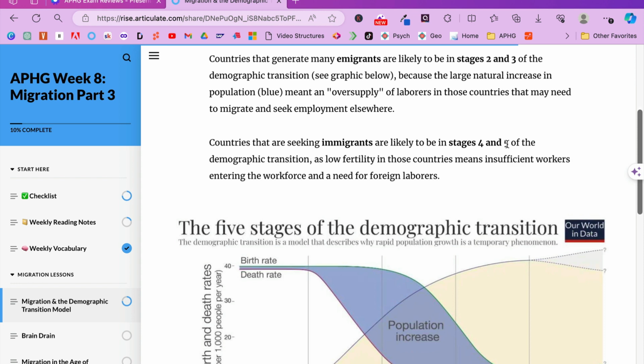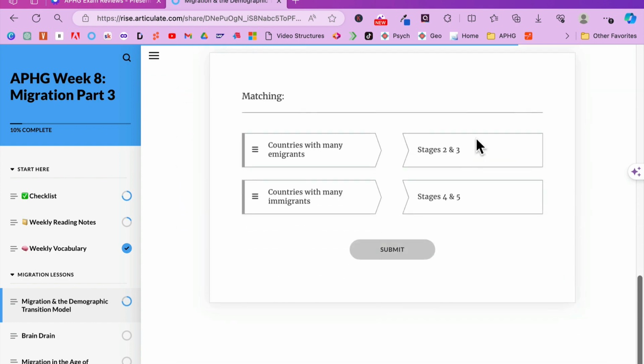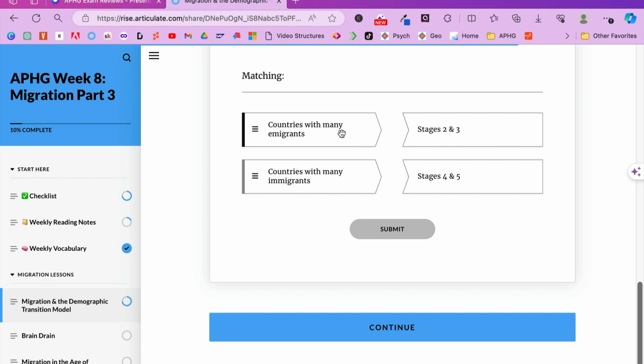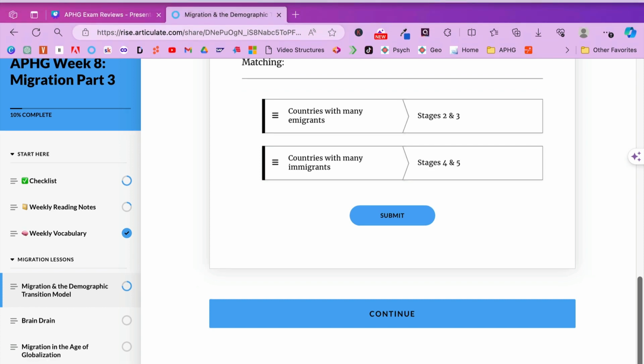And then down here, countries that are seeking immigrants are likely to be in stages 4 and 5 of the demographic transition, as low fertility in those countries means insufficient workers entering the workforce and a need for foreign laborers. So there's a need there, and you also have people wanting to come to more economically developed countries for more opportunity. So you're going to see countries with many emigrants, or people leaving, are going to be stages 2 and 3. Countries that have many immigrants, or people coming in, are going to be stages 4 and 5.